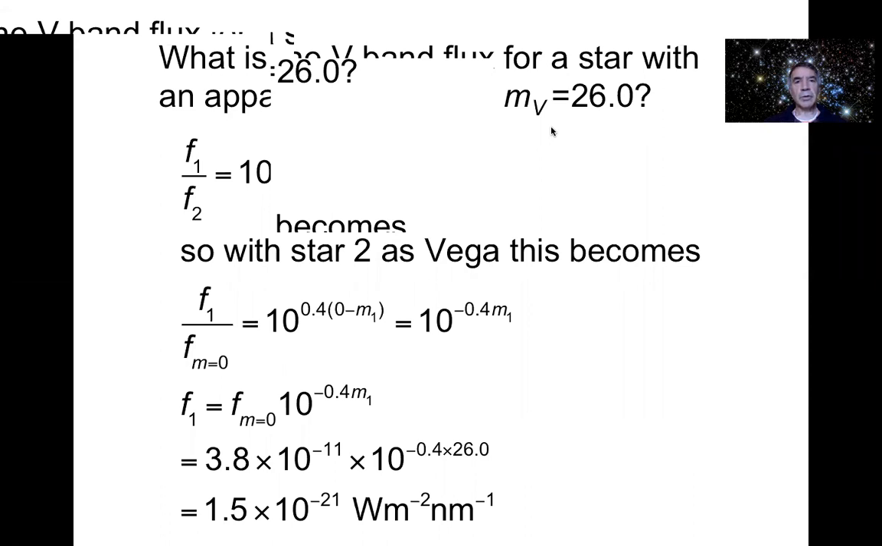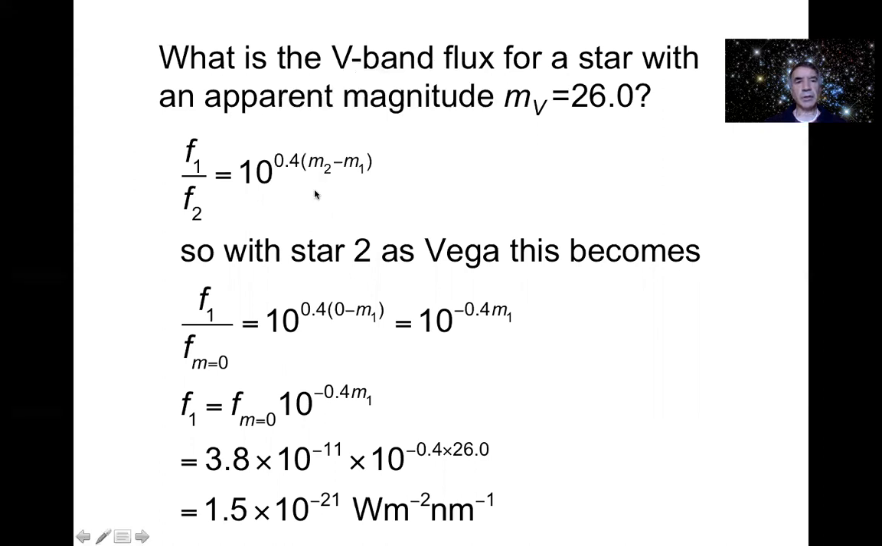Welcome back. So I left you with a problem last time to calculate the flux in the V-band for a star with an apparent magnitude of 26, so quite a faint star. And the way to do that is to go to our relationship between ratios of fluxes and differences of magnitude. So going back to the real definition of the magnitude system, I'm going to use this version of the formula here, since we're interested in fluxes.